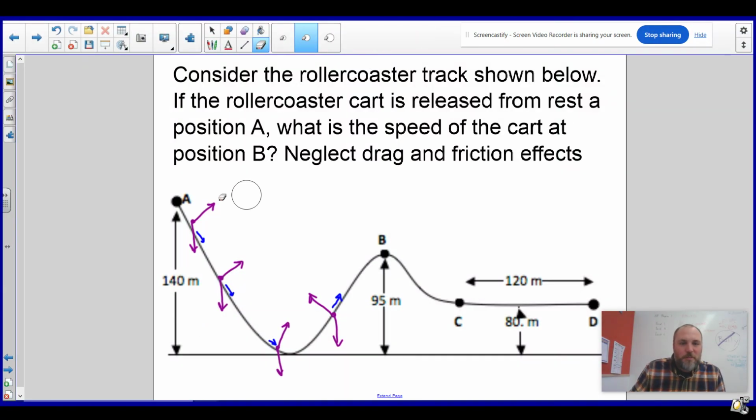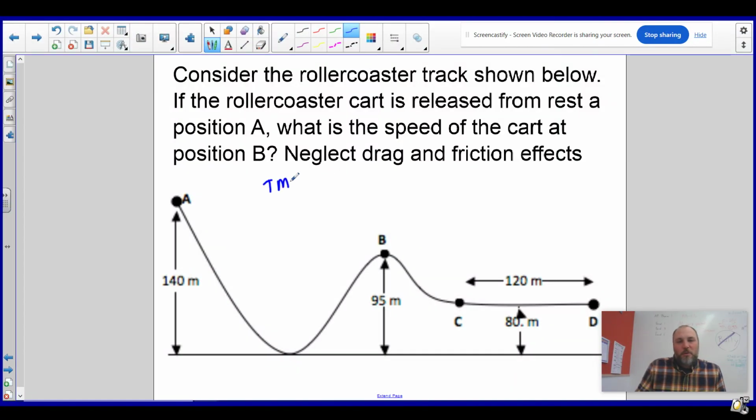So even though this is something that I could not do with kinematics because the acceleration keeps changing as the direction of motion keeps changing, I can use energy, since energy in this case is conserved. So I can say that the total mechanical energy at position A has to equal the total mechanical energy at position B. And at position A, our roller coaster cart is released from rest. So I'm tracking the mechanical energy, which is the kinetic plus the gravitational potential energy. And that should equal the total mechanical energy at position B as well.